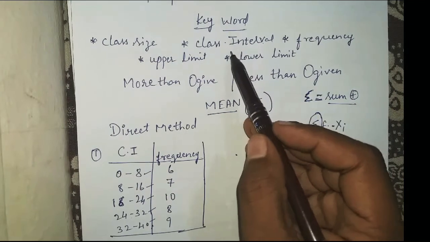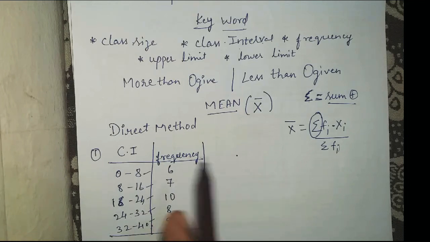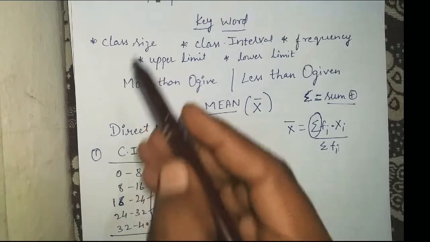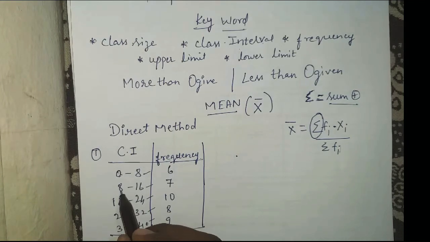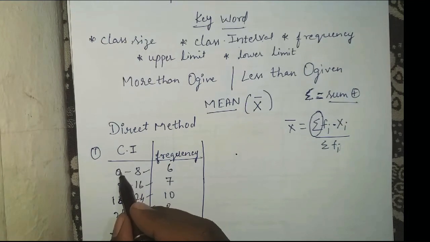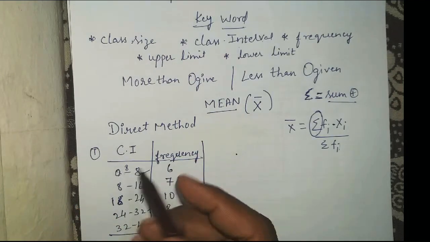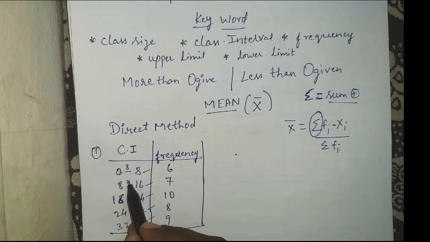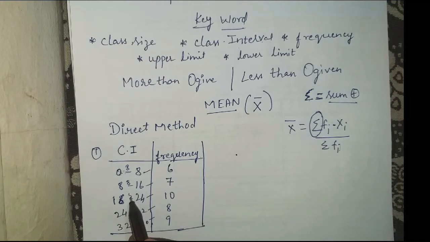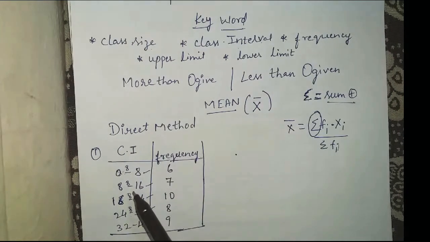Got it? Now you came to know what a class interval is. And the class size is nothing but the difference between 0 to 8, 8 to 16, 16 to 24. The difference between 0 and 8 is 8. The size of this class is 8, the size of this class is 8, and the size of this class is 8. So for the whole problem, the class size is 8.